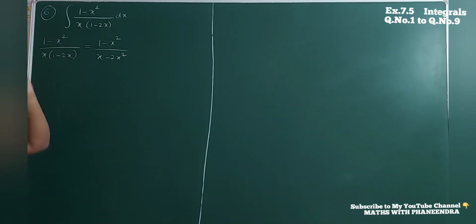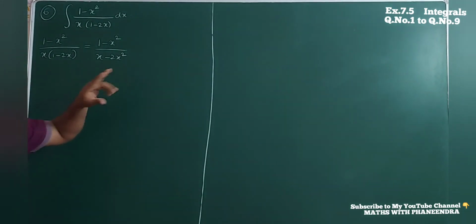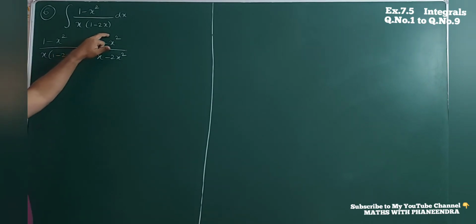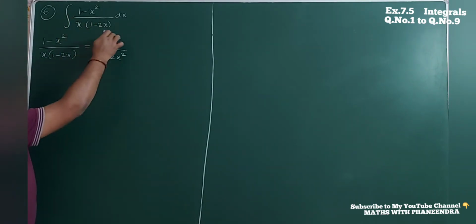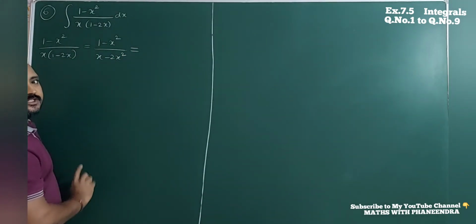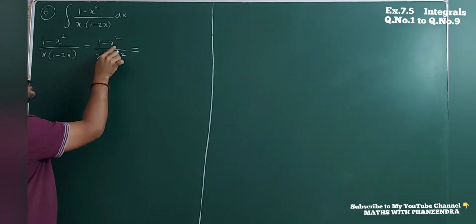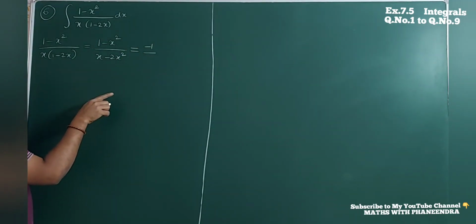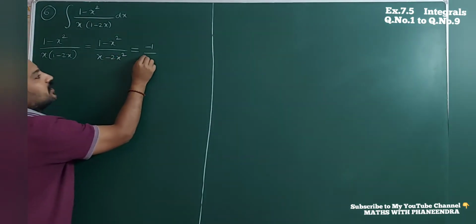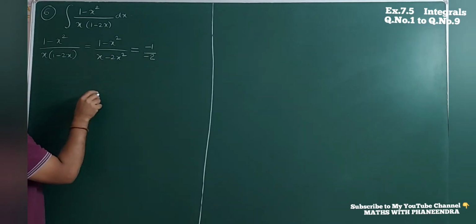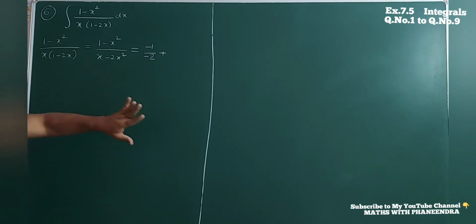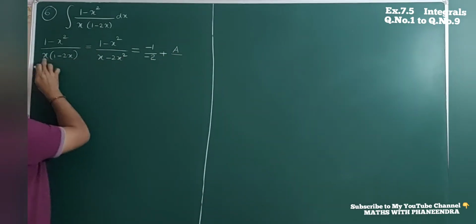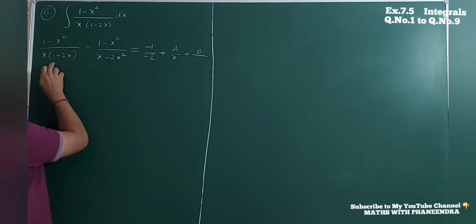Whenever the given fraction is improper, in improper fractions also two cases are there: numerator degree equal to denominator degree, and numerator degree greater than denominator degree. Whenever equal degrees are there, while writing partial fractions, the numerator's highest power of x, that is x square, whose coefficient minus 1 you write in the numerator, divided by the denominator's highest power x square, whose coefficient is minus 2. So minus 1 by minus 2. After that, write regular partial fractions. x is one factor, 1 minus 2x is another factor, so we can express as a by x plus b by 1 minus 2x.